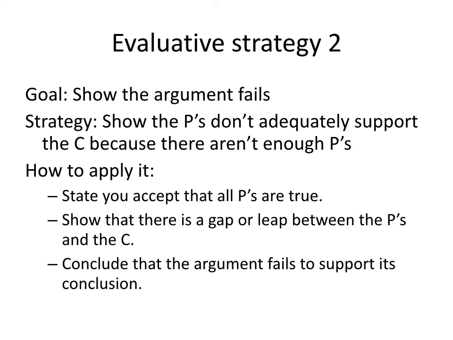And then in step 2, you explain why the premises, even though they're all true, are still not adequate to support the conclusion. And you will have to explain why they are inadequate. Most typically, you need to show there's some kind of gap or leap between the premises and the conclusion. Finally, you conclude that the argument fails to support its conclusion.